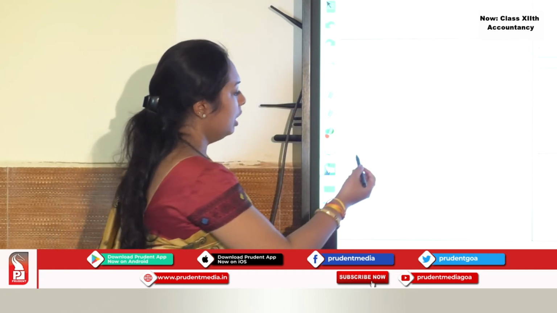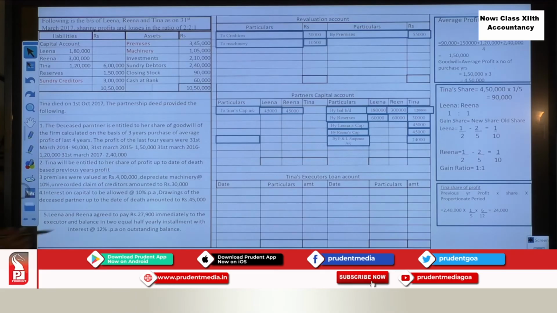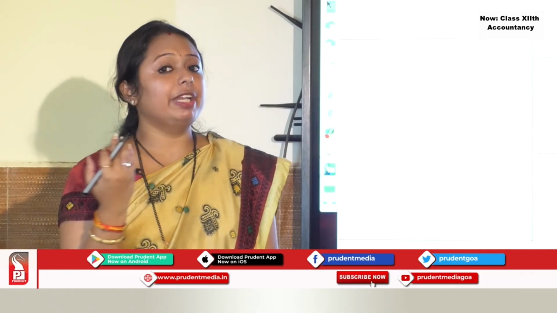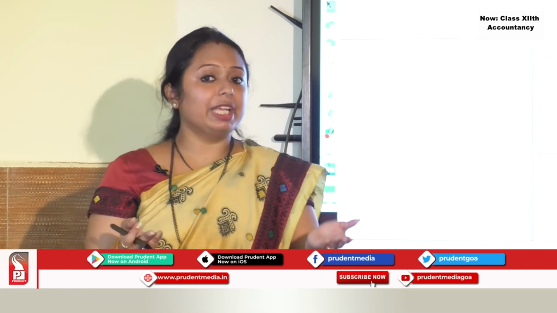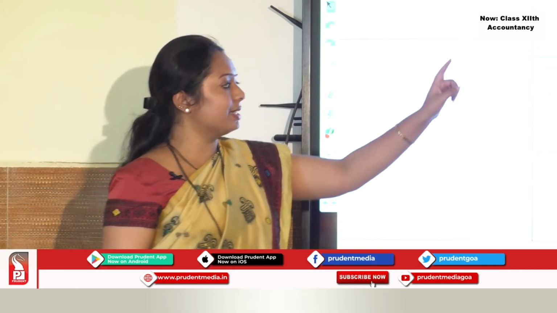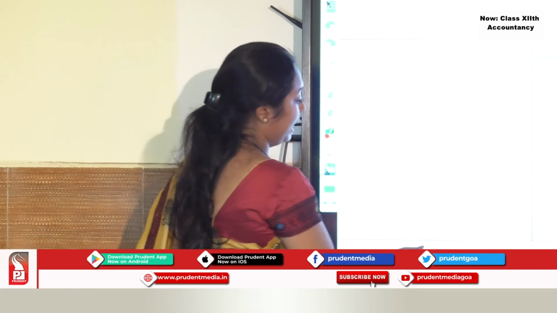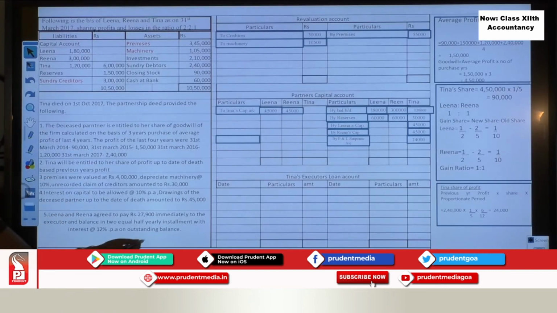Now, we have completed the first adjustment, the second is done, the third is done, now we will go for the fourth one. Interest on capital is allowed at 10% per annum. So, who is given interest on capital? The deceased partner. I have told you, the deceased partner may receive interest on capital if it is given in the partnership deed. And where will it come? Any amount which increases the partner's capital balance is credited. So, by interest on capital, right?